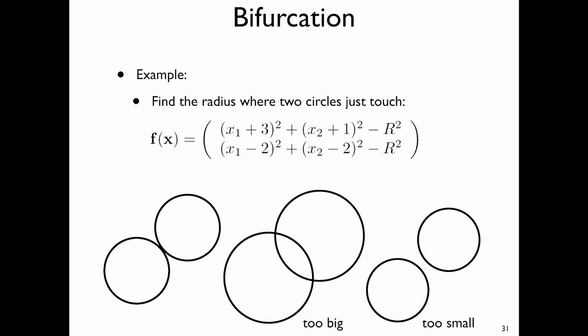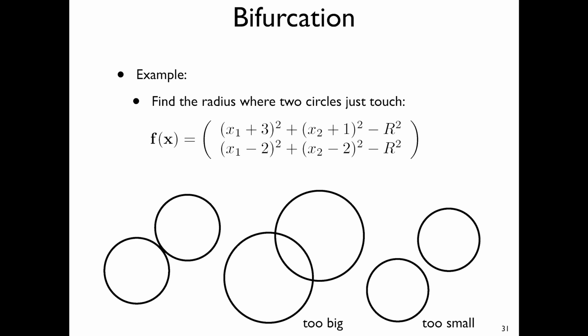The first element of that function is an equation for a circle of radius r with center at -3, -1. And the second element is an equation for a circle of radius r with center at 2, 2. Okay, so there's two circles. We want to find the radius where these circles just touch. Okay? And that point is a bifurcation point. Okay? If r is perfect, these two just touch.